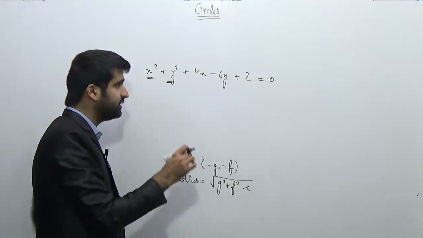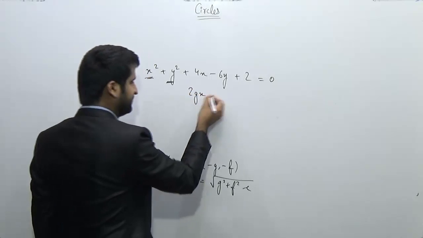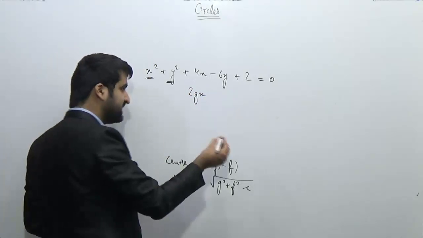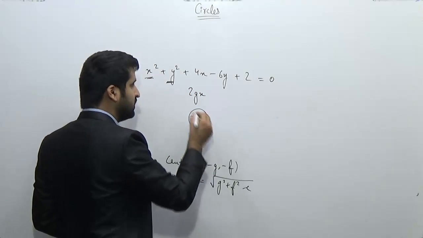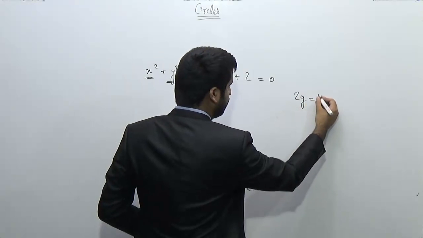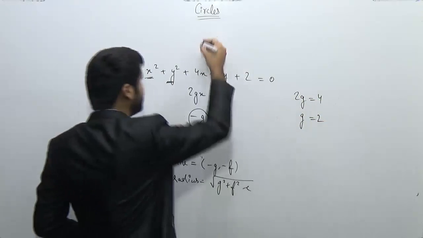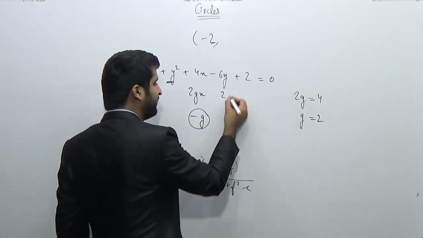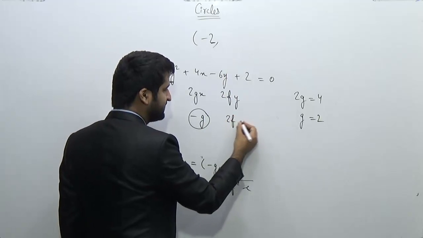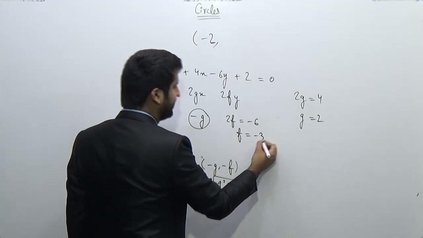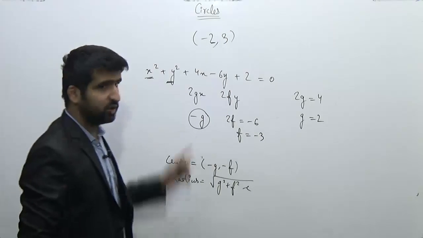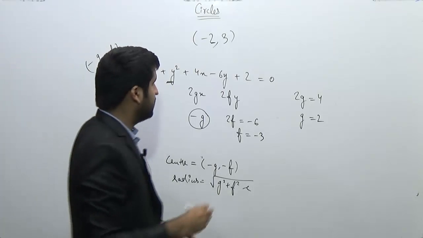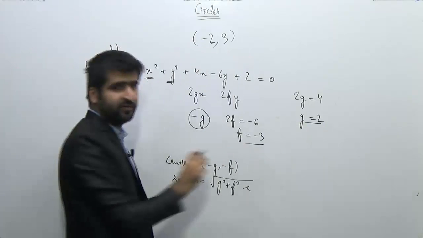So how will I find the center? We can compare this with 2gx. If this term is 2gx, the abscissa of the center of the circle will be minus g. So we can say that 2g is equal to 4, so g is equal to 2. So the center of the circle will be minus 2 comma, let's find the ordinate. We know the term 2fy, so 2f is equal to minus 6. We can say that f is equal to minus 3, so the ordinate of the center will be equal to 3, because the center is always given by minus g comma minus f. So the value of g is 2 and the value of f is minus 3.